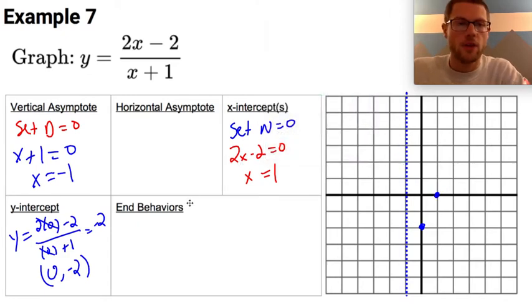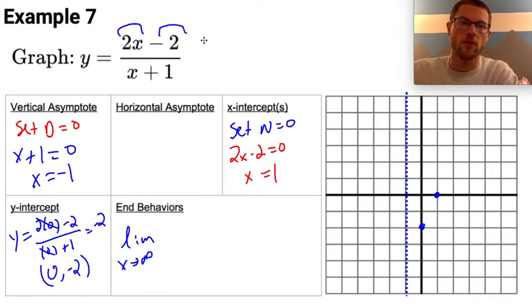Okay, now let's talk about end behaviors. So the limit as x goes towards infinity. This is where it gets a little bit interesting here. If I were to plug in really, really large numbers, I kind of have to think about the effect of each of these terms. Let's take a look at just the numerator for a second.